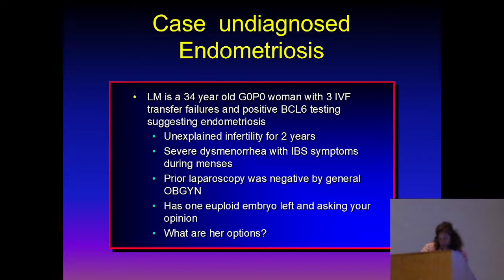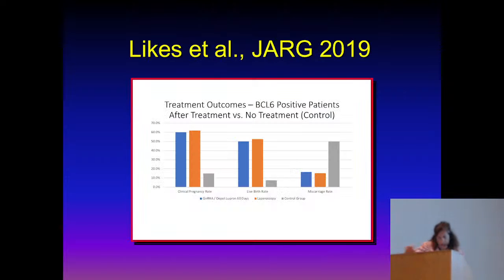There's one study by Likes and Jard. This is the study that they published showing a benefit of GnRH analogs, or laparoscopy followed by GnRH analogs, versus a control group of no treatment in recurrent implantation failure with BCL6 positive patients, showing benefit in clinical pregnancy rate, live birth rate, and lower miscarriage rate. Is this something popular in your area?